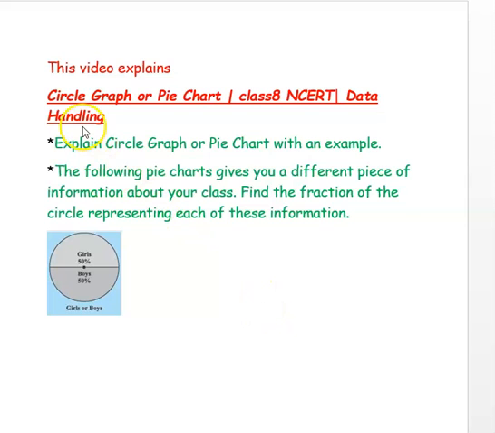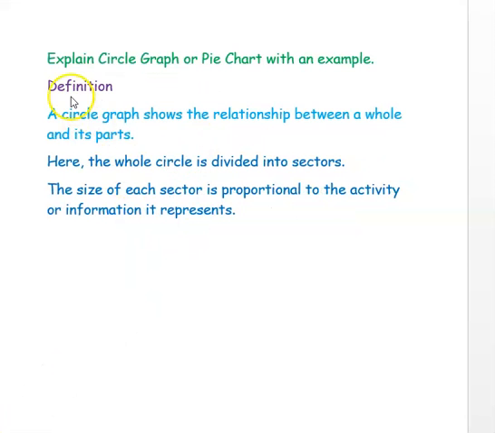In this video, we are going to see about circle graph or pie chart in detail with few examples. First question is, explain circle graph or pie chart with an example. So first we'll see the definition. A circle graph shows the relationship between a whole and its part. Okay, it's like a fraction.